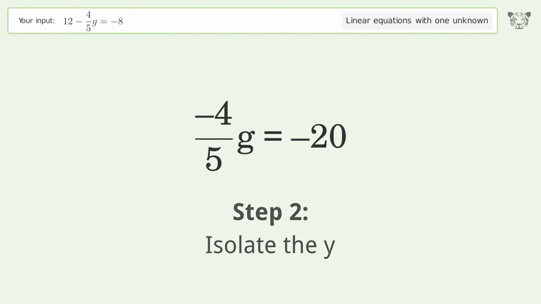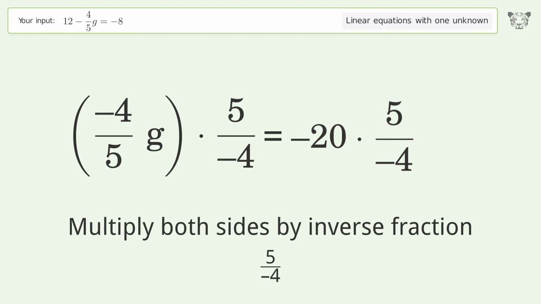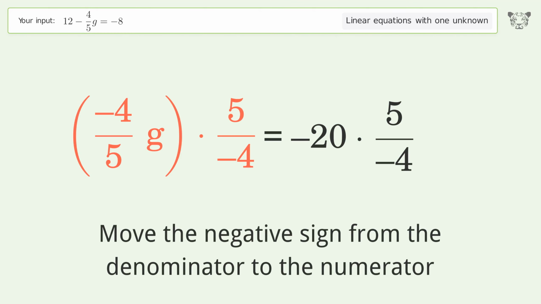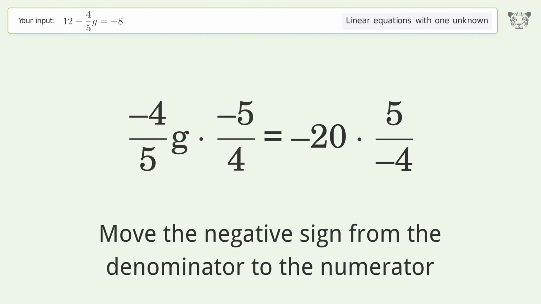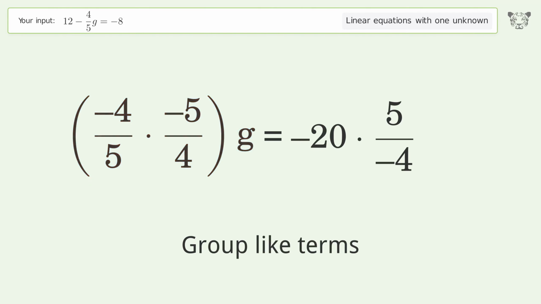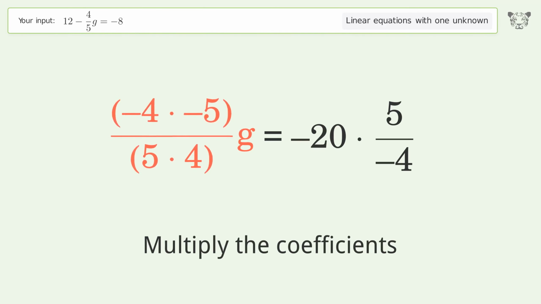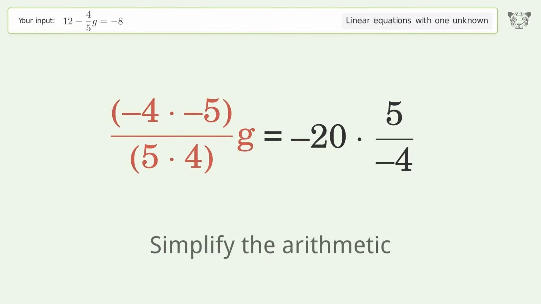Isolate the y. Multiply both sides by inverse fraction 5 over -4. Move the negative sign from the denominator to the numerator. Group like terms. Multiply the coefficients. Simplify the arithmetic.